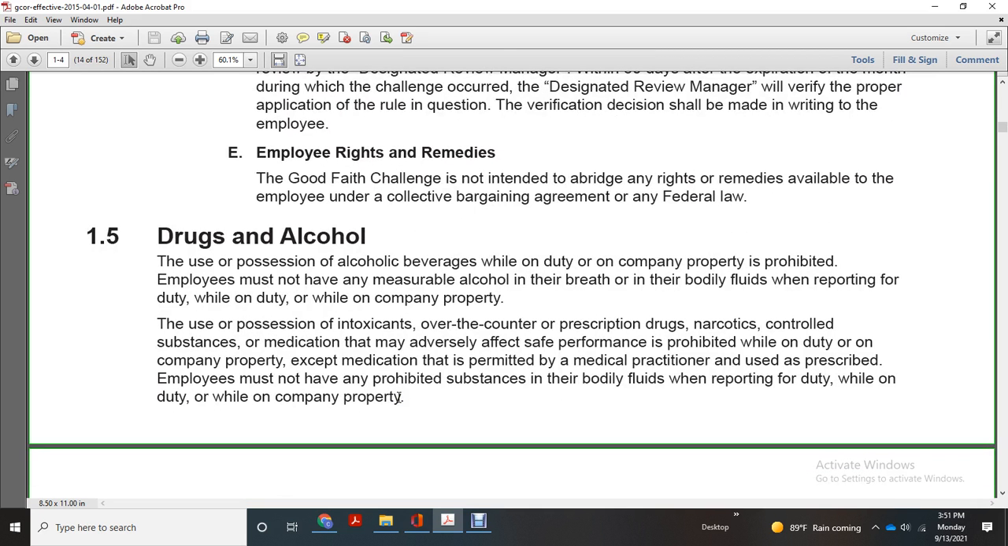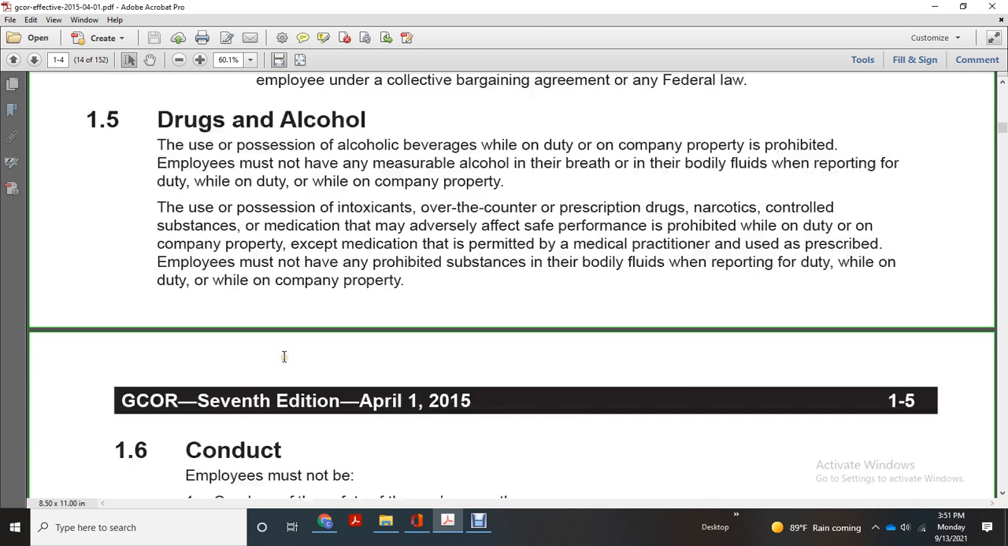Drugs and alcohol. The use or possession of alcoholic beverages while on duty or on company property is prohibited. The employee must not have measurable alcohol in the breath or any other bodily fluids when reporting for duty or while on company property. Use of over-the-counter or prescription narcotics, controlled substance medications that adversely affect safe performance is prohibited while on duty or on company property. Medications are permitted when examined by a medical practitioner and used as prescribed. Employees must not have prohibited substances in their bodily fluids when reporting for duty or while on company property.